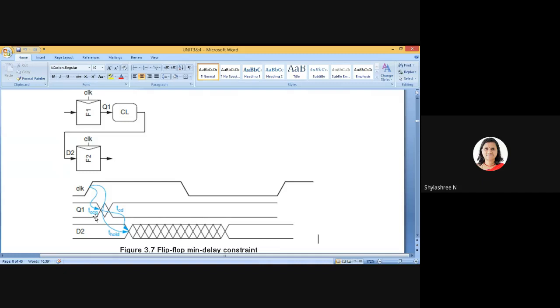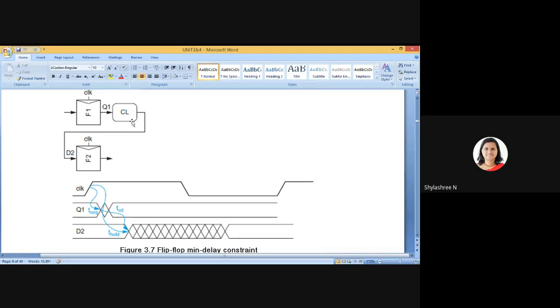Here it is written as TCCQ. Okay, and then it appears at D2 after another logic contamination delay. You can see the diagram. After TCCQ, I have written TCD. So it appears at D2 only after the contamination delay, that is TCD, which comes from your combinational logic circuitry.